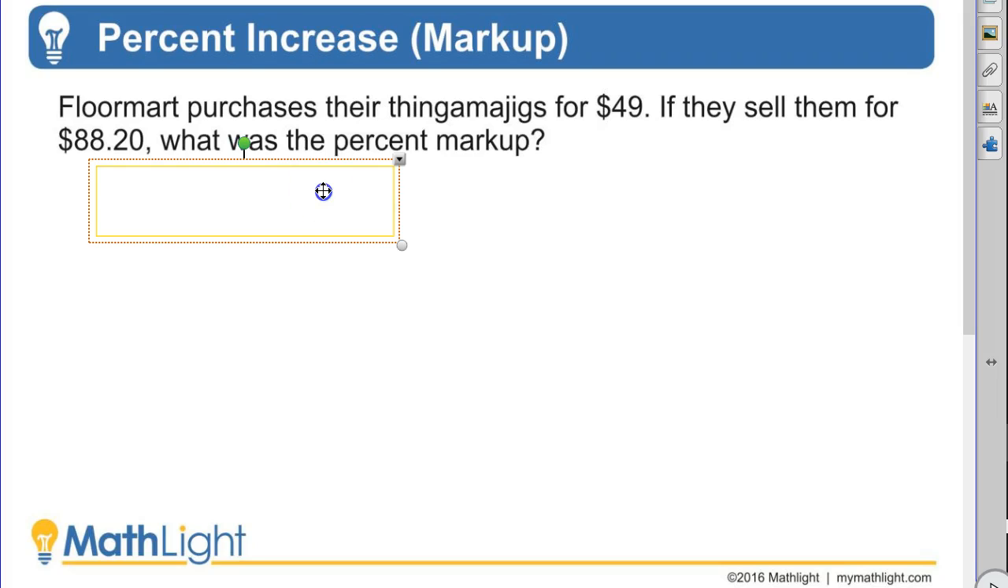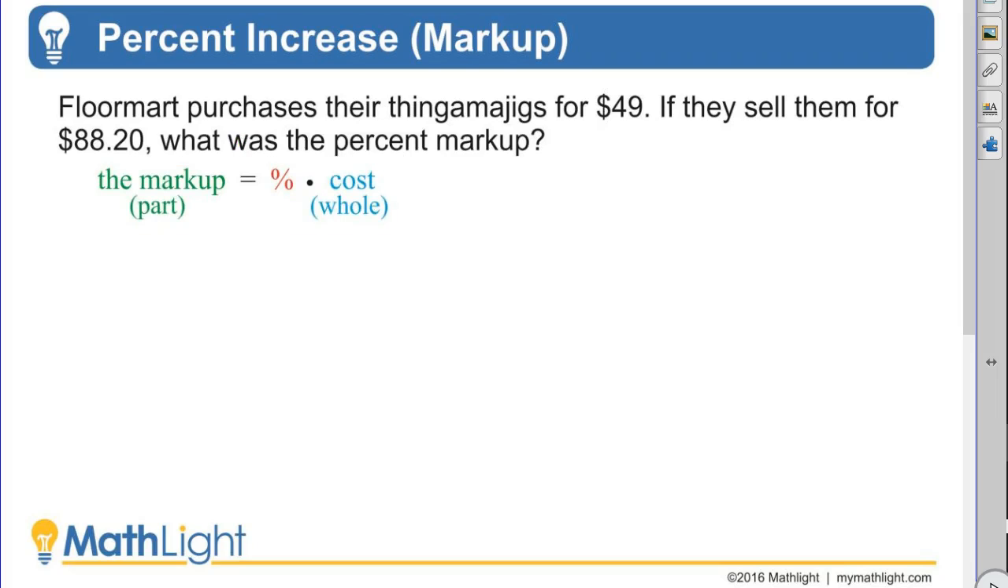Well, you got to remember the formula, and it's simply the part equals the percent times the whole. So that's the better formula in these instances, and therefore we understand the markup is part of the cost of the item. Okay, well we're told that they purchase them for $49 and they sell them for $88.20. Well, be careful because we need to know the amount of the markup.